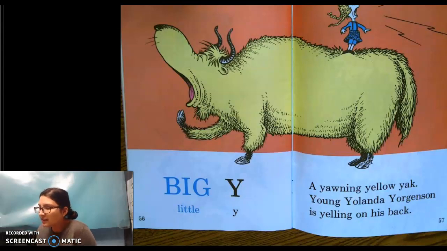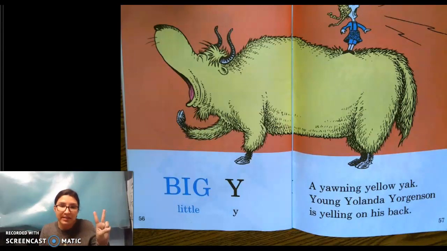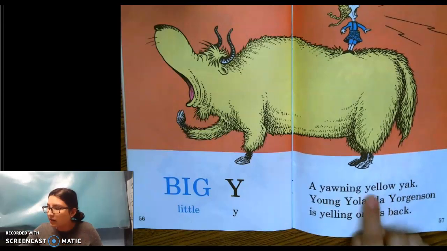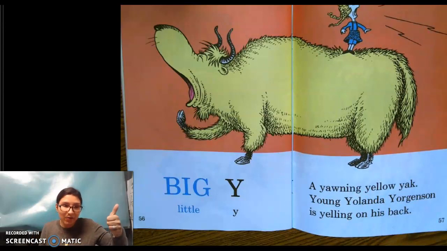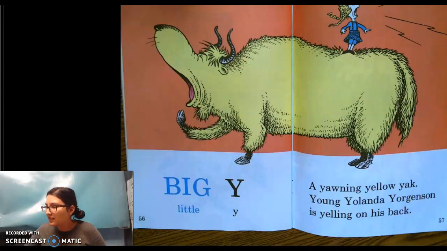So let's look at that sentence. A yawning yellow yak. Does it have at least 2 or more words that start with the same sound or letter? Yes, 1, 2, 3. So check. Does it have the same sound in the beginning or same letter? Yeah. Is that an example of an alliteration sentence? It is. Good job. Let's check this next one.